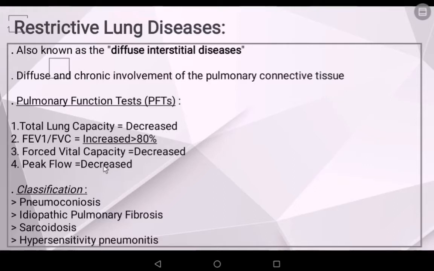Let's look at the classification of restrictive lung diseases. These involve pneumoconiosis, also known as occupational lung diseases, idiopathic pulmonary fibrosis, which have already been taught to you by Dr. Sadia. Number three is sarcoidosis and hypersensitivity pneumonitis, which are also involved in the restrictive lung diseases.